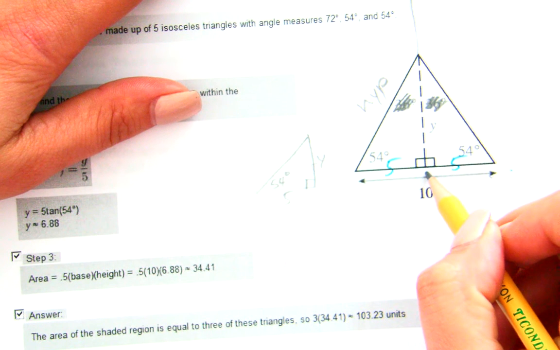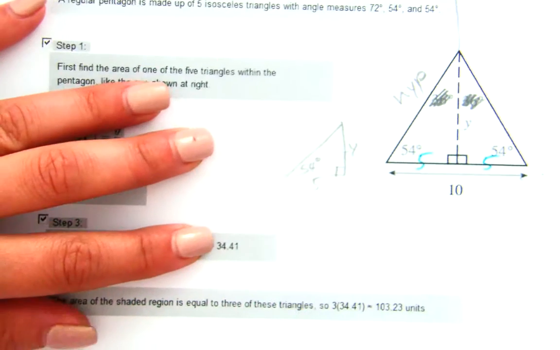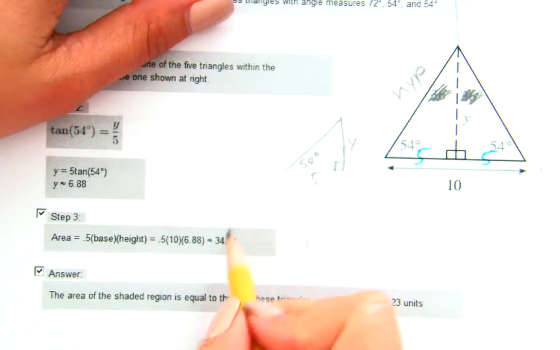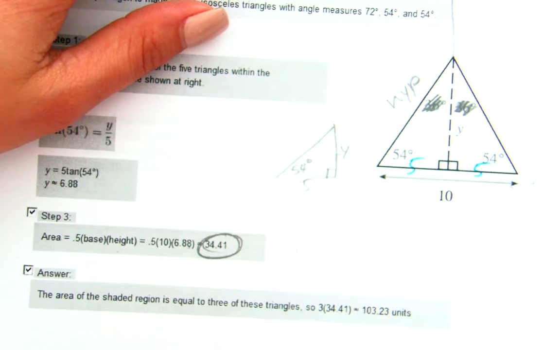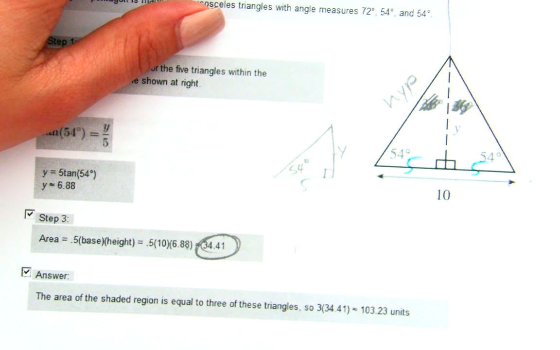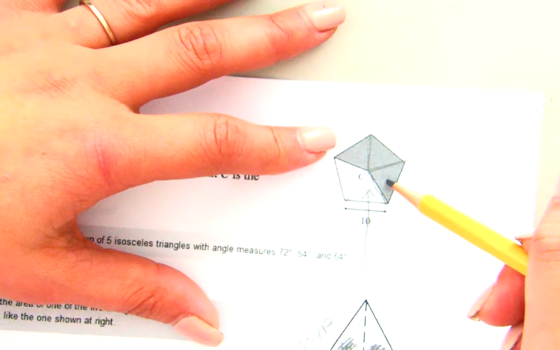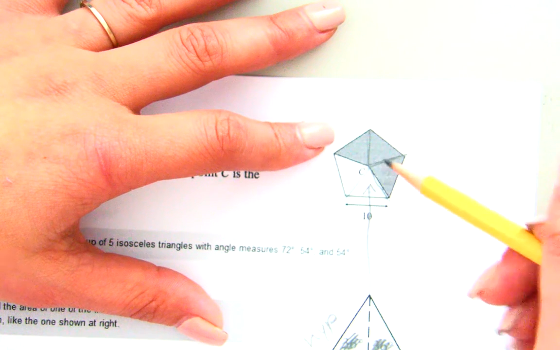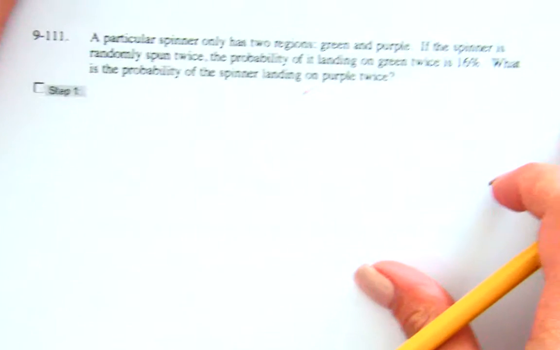And you should get the area of this whole triangle is around 34.41 right there. So I guess your height is going to be around 6.88 or something around there. So that's the area of one triangle. And then you have 3 of them that are shaded. So just multiply the area of one triangle by 3, and that should give you the area of the shaded region.